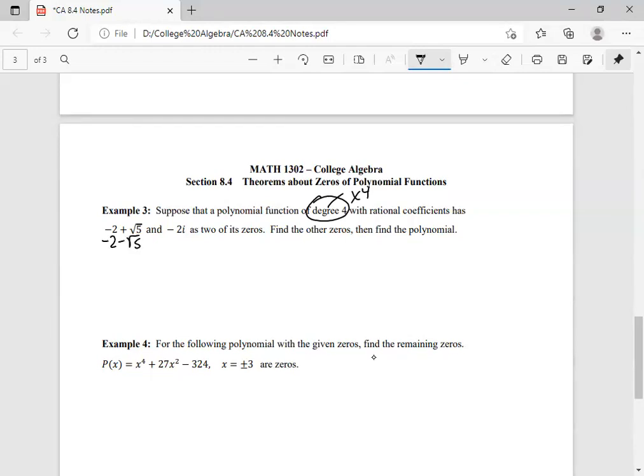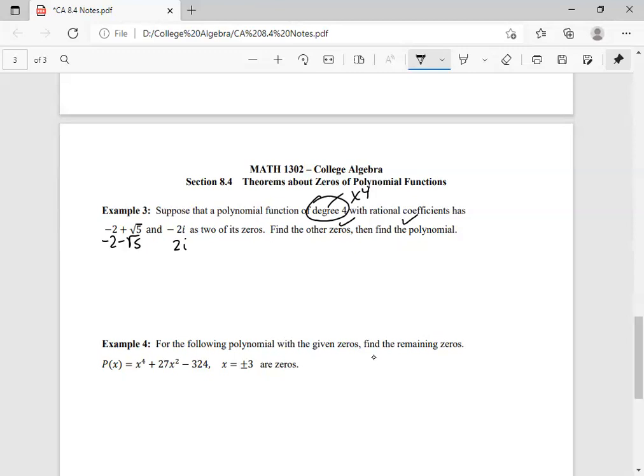If negative 2i is a 0, then that means positive 2i is also a 0. Anybody confused by that? So that has to be it. I can't have any more zeros than that. There's 4, and it's degree 4, so that's it. So find the other zeros. We took care of that. The other zeros are negative 2 minus the square root of 5 and 2i. Then find the polynomial.